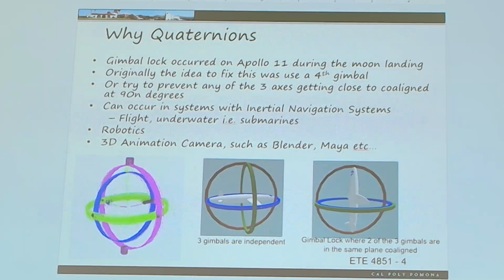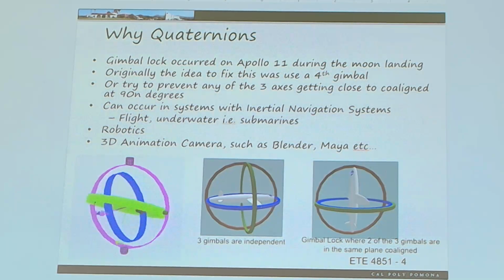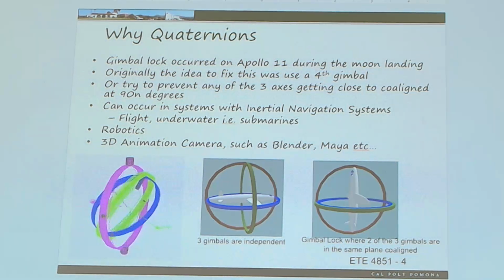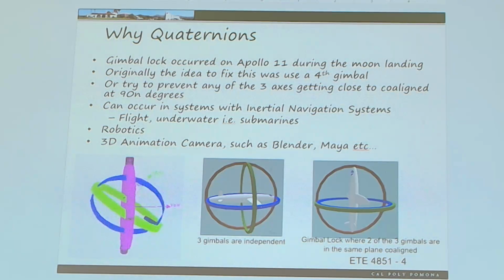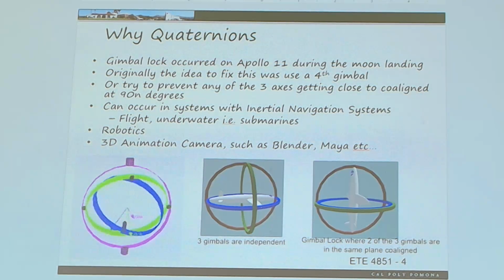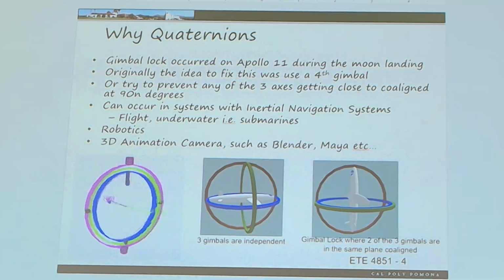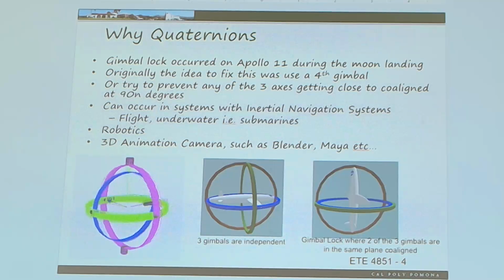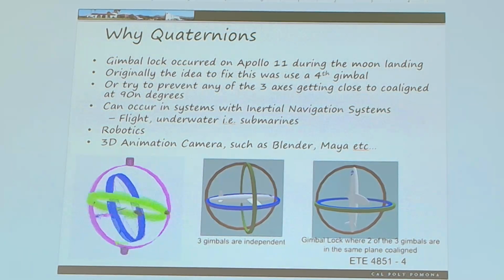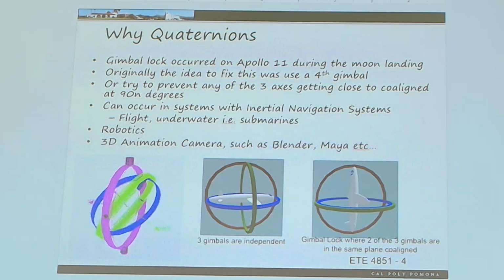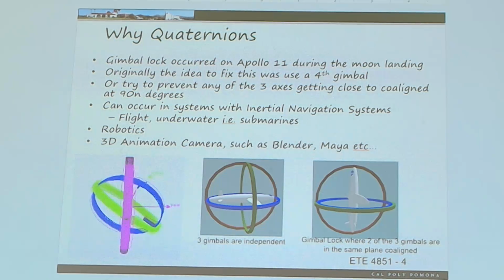So again, why Quaternions? Apollo 11, when they were doing the moon landing, had a problem. One of the ways we could fix it was adding a fourth gimbal, and you heard it mentioned in that video. Or you could also try to prevent the axes from getting closely aligned within 90 degrees or any multiple thereof. But it can happen in anything: robotics, flight systems for navigation, etc. Also, if you're into animation, such as Blender or Maya, you can also have a gimbal lock, as you heard in that second video, which is crazy, right?